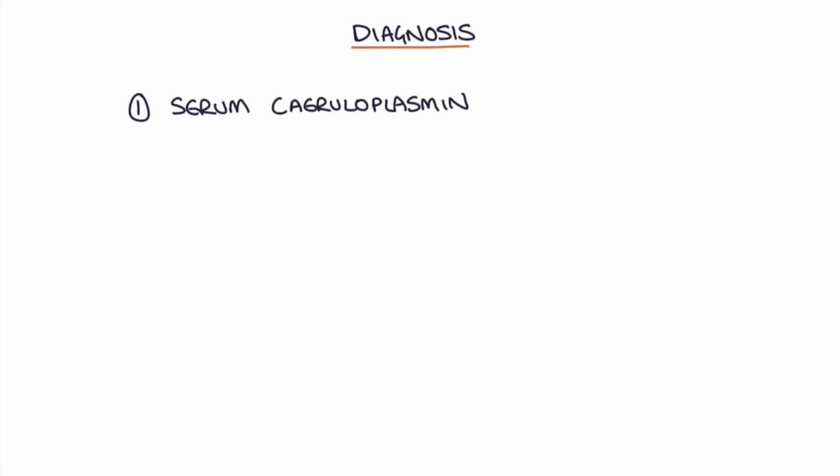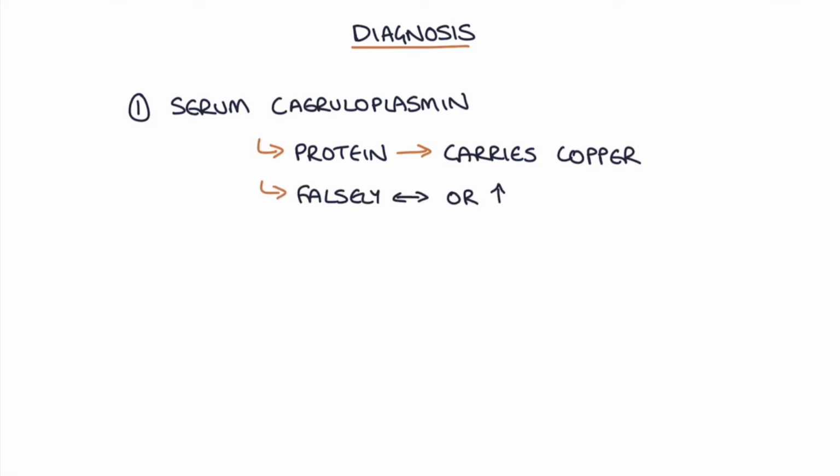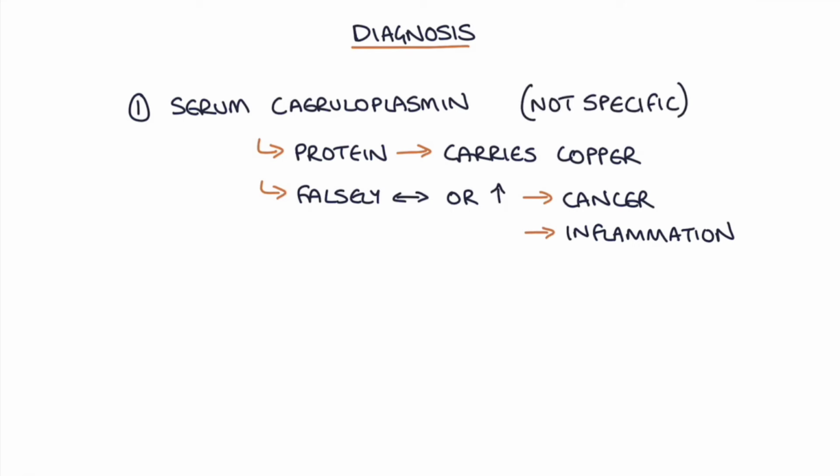So if you suspect someone has Wilson's disease, how do you actually diagnose it? Well, the initial investigation of choice to screen for somebody who might have Wilson's disease is to do a serum ceruloplasmin, and this is a protein that normally carries copper in the blood. It can be falsely normal or elevated in cancer or inflammatory conditions. So if somebody has cancer or an inflammatory condition and you suspect Wilson's disease, don't rely completely on this result. So it's not specific to Wilson's disease. Some other conditions can cause raised ceruloplasmin.